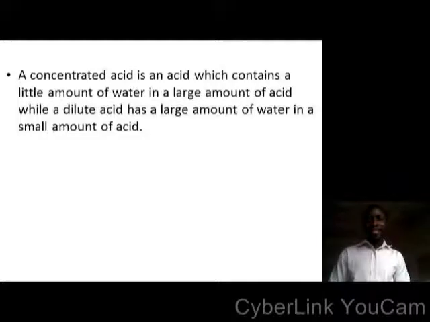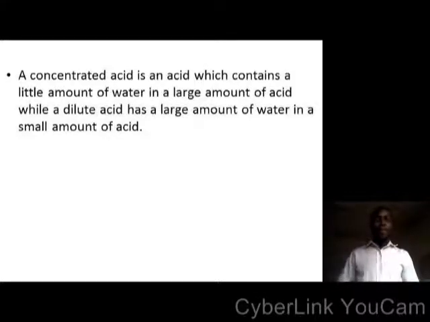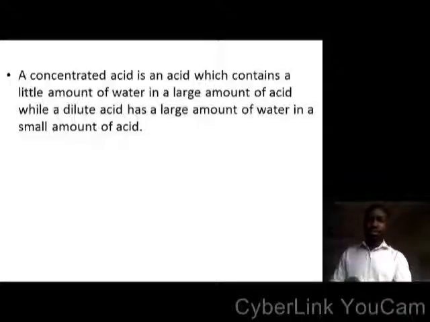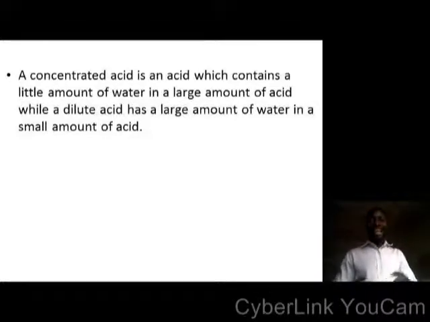Look at it. A concentrated acid is an acid which contains a little amount of water in a large amount of acid. Take note. A concentrated acid has a little amount of water. Meanwhile, the acid is large. Do you get that? I think that is well understood. Now, look at the other side. A dilute acid contains a large amount of water in a small amount of acid.